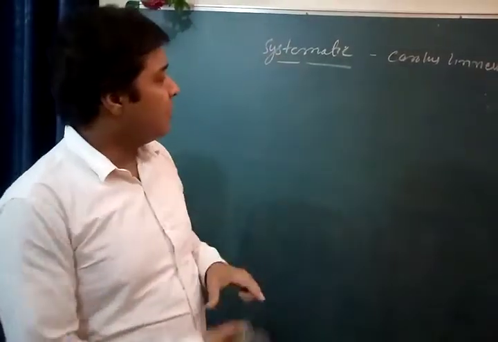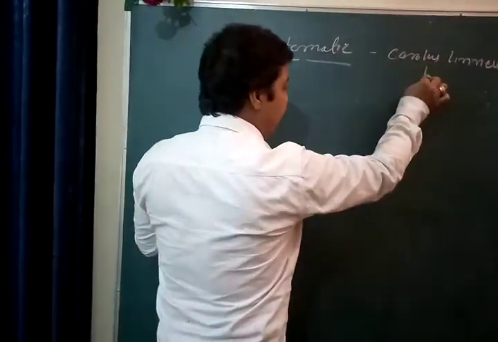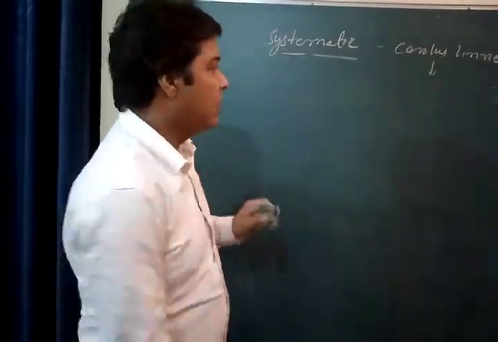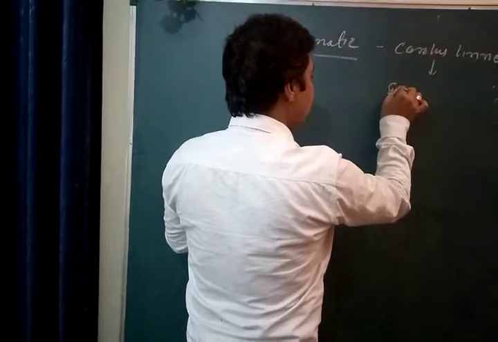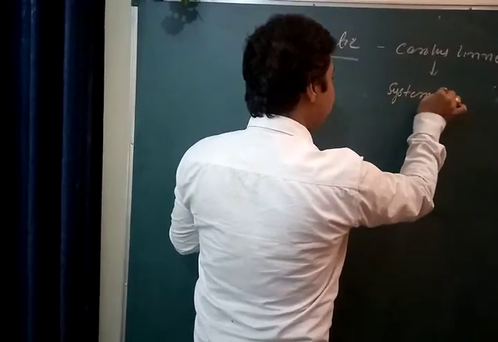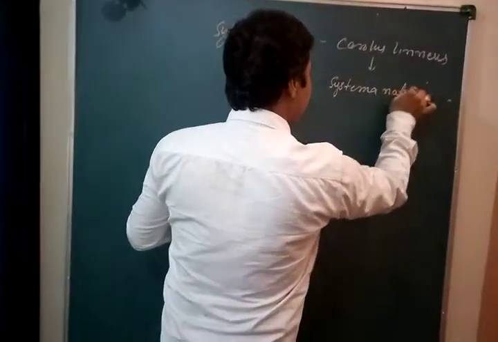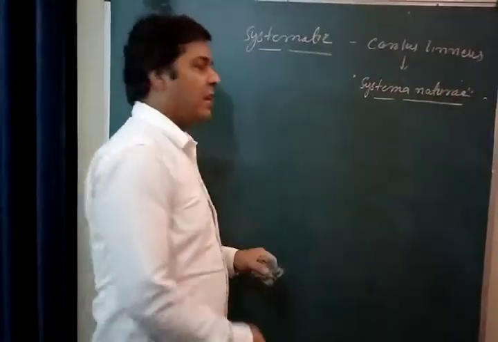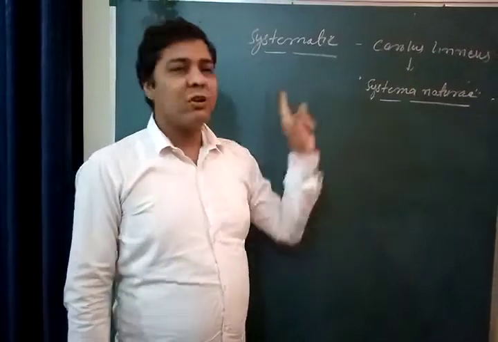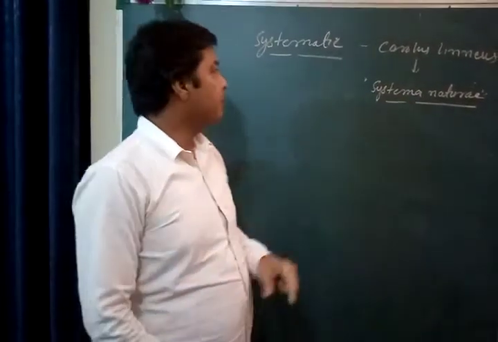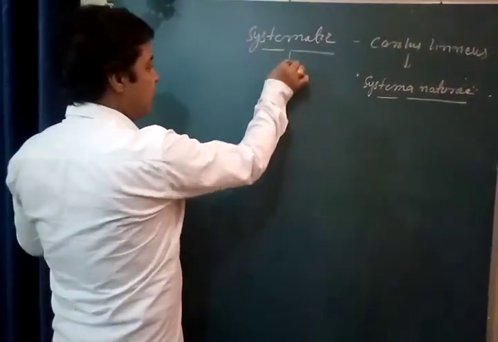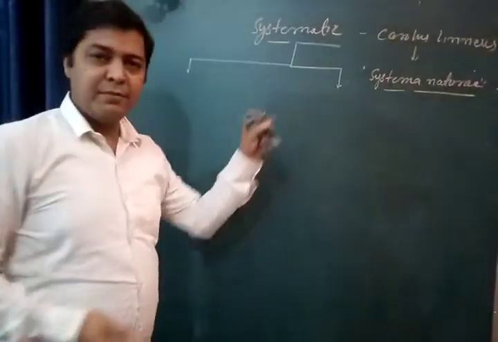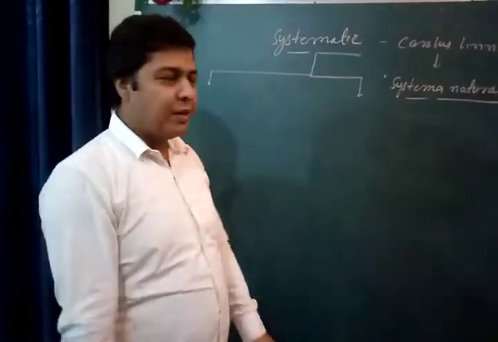About Carolus Linnaeus, he published a book named Systema Naturae. The name of the textbook is Systema Naturae, written by Carolus Linnaeus. So it's very important. This systematics works on two principles. You must remember the word systematic works on two principles.